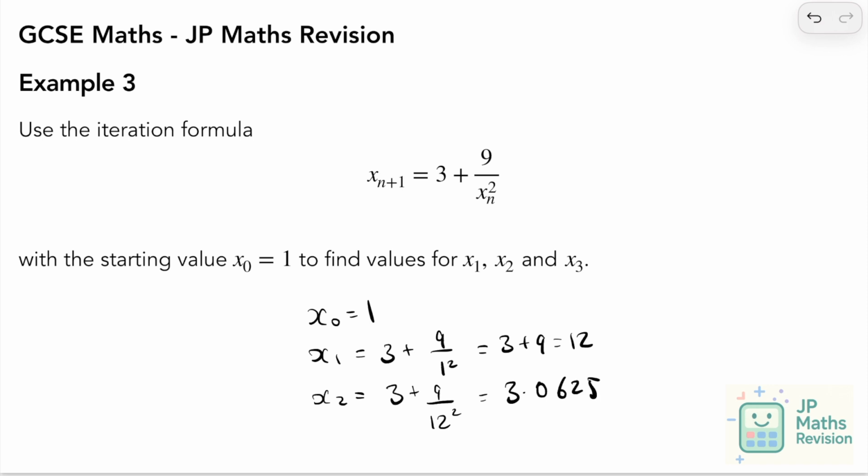And then if we want to find x3, we have to use our previous answer, which is 3 plus 9 over 3.0625 squared. If I do that, that is going to be 3.9596. So we have our values of x1, x2 and x3.